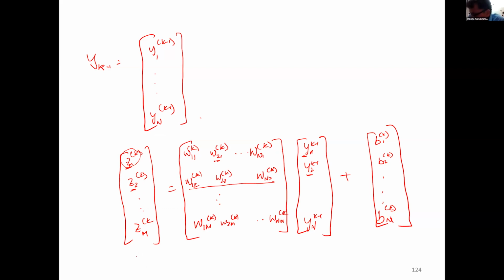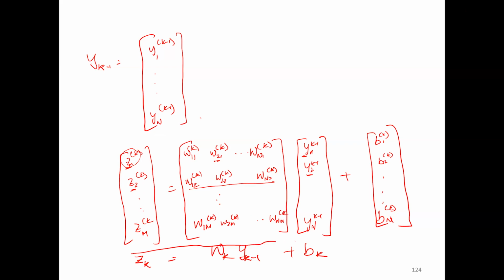So if I want to write this in vector notation, this is Zk equals Wk, the weight matrix, times Yk minus 1, because these are all the k minus 1, plus Bk. Correct?